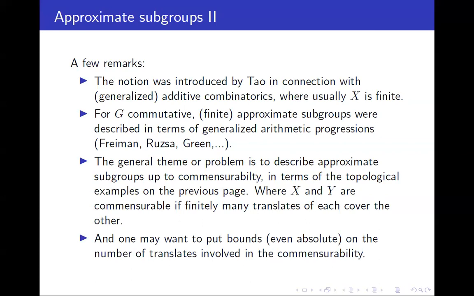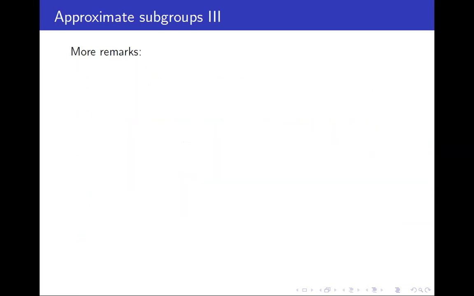Again, one would like, in certain cases, even any time, to put bounds, even absolute bounds, on the number of translates involved in commensurability. So the statement is: X approximate, then X is commensurable with Y via a certain number M, such that Y can be described in a certain way. And you want to bound M. Maybe M depends on the choice of G, or maybe M depends on nothing. It's like 5 or something, an absolute number, like 57. Good. Some more remarks.